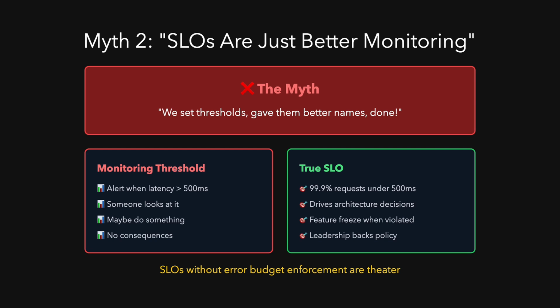So, I've seen organizations create beautiful SLO documentation, put it in Confluence, and nothing changes. That's because SLOs without consequences are just wishful thinking. SLOs only work if they are measured continuously and accurately, there is an error budget policy everyone agrees to, and leadership supports the policy, and violations trigger action, not just discussion. So SLOs without error budget enforcement are theater.